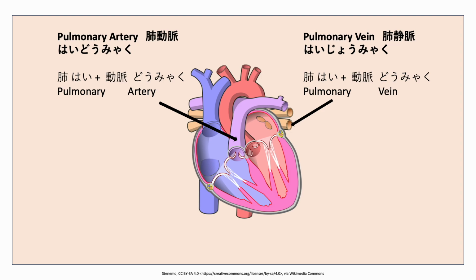So the blood that's been oxygenated returns back to the heart via the pulmonary vein, which is haijomyaku. Breaking it down, we first have the kanji hai, which is the prefix for pulmonary, followed by jomyaku for vein, together making haijomyaku or pulmonary vein.